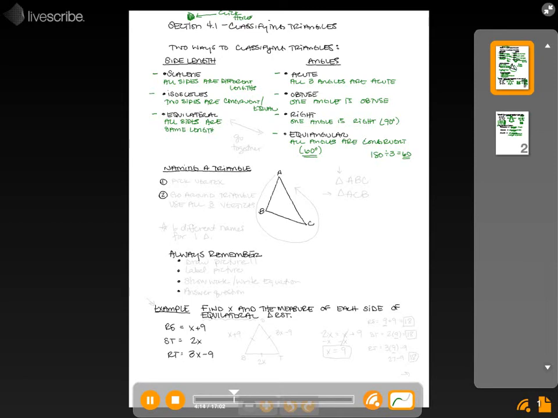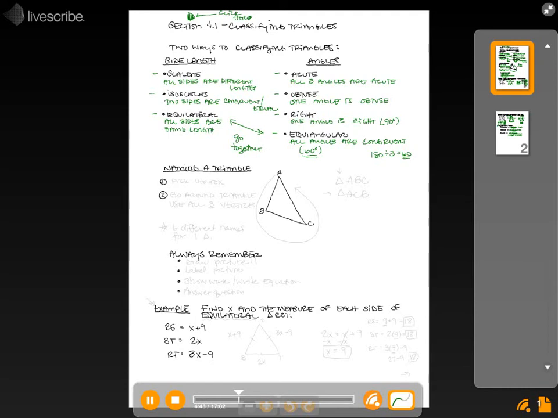Now, there's one other thing I want you to remember. Equiangular and equilateral always go together. If I have an equiangular triangle, then I automatically have an equilateral triangle. They have to go hand in hand. The other classifications don't. You can have a scalene paired up with one of the other three, or you can have an isosceles paired up with one of the other three classifications. They can mix and match, but equilateral, equiangular have to go together. Okay?